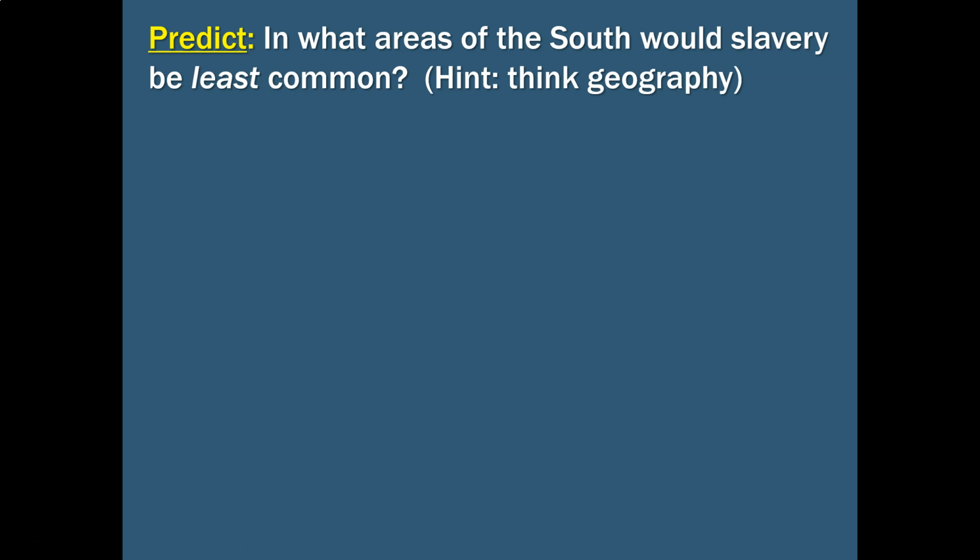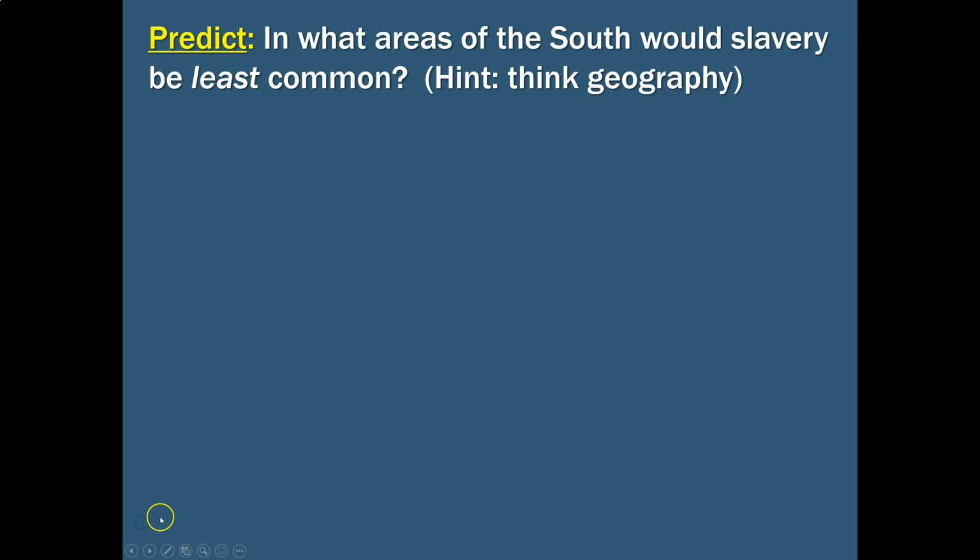So as we've looked at the maps, we've noticed that the distribution of slavery across the South is not even. It's concentrated in certain areas and less so than in other areas. And I want you to think about the geography of the South. Where would slavery be least common? And I keep saying geography for a reason.